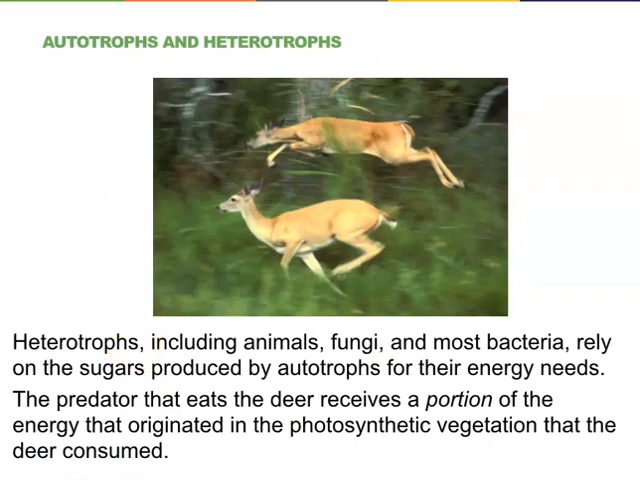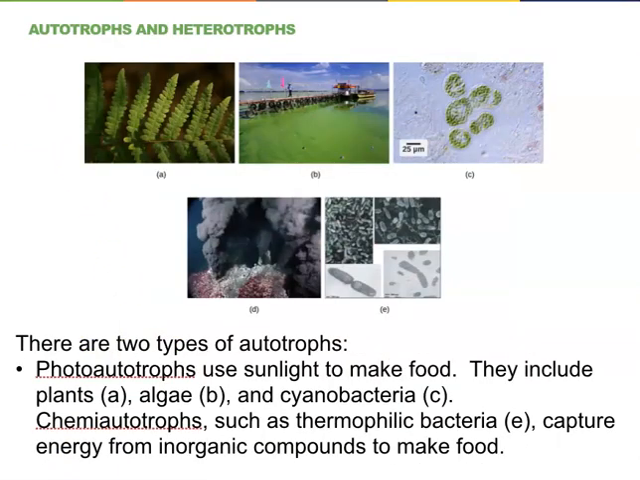But before we get to that, autotrophs and heterotrophs. There are two types of autotrophs. There's the photoautotroph, which includes plants, algae, and cyanobacteria. And there are chemoautotrophs, such as thermophilic bacteria. They all capture some form of energy so that they can make food for themselves. That food will then be put inside an environmental cycle such that it will be transformed between different organisms.